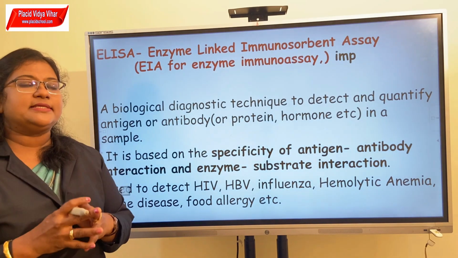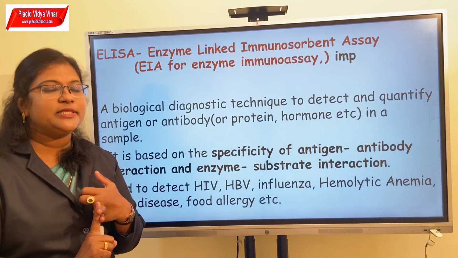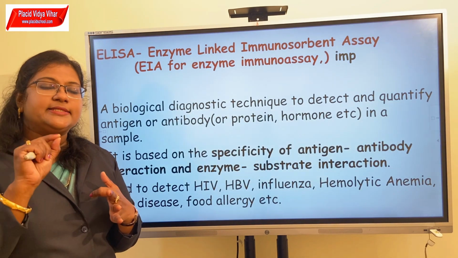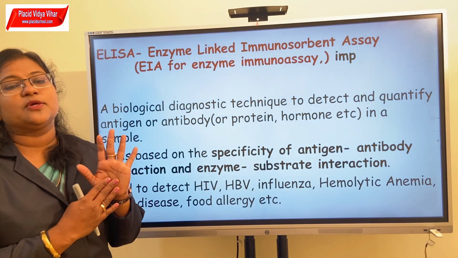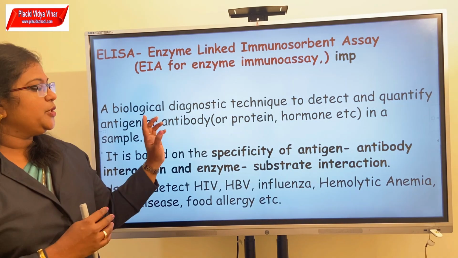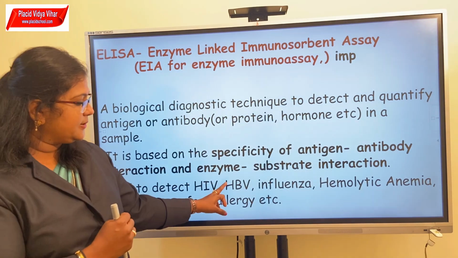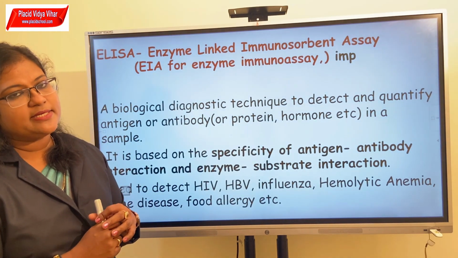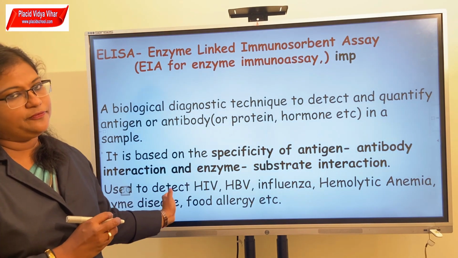So, the basic principle of ELISA is based on the specificity of an enzyme to its substrate and the specificity of an antigen to its antibody. The name sorbent is because if you are using an antigen or antibody, we will be adsorbing it onto certain surfaces. That is why it is known as sorbent assay. Assay means estimation, a method used for estimation. You can see the definition and the principle here. It is used to detect other diseases such as HBV or influenza, hemolytic anemia and so on. We are studying it in the context of detection of AIDS or HIV infection.